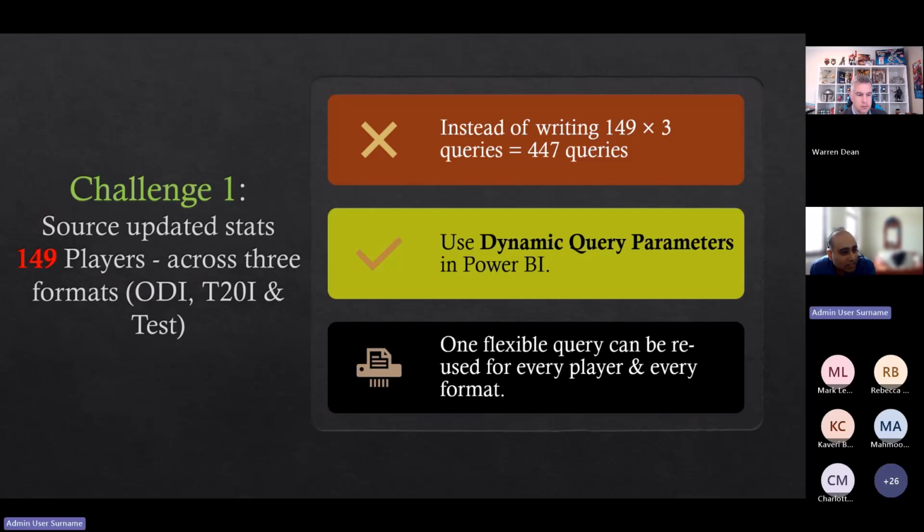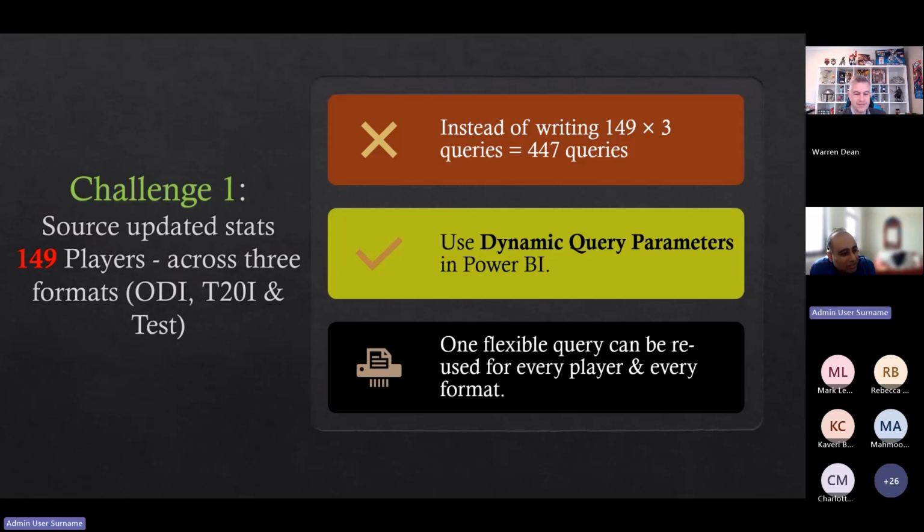And therein lay the first challenge. How do I source updated stats for 149 players? That too across multiple formats like ODIs, T20s, tests. I surely do not want to write 450 queries.